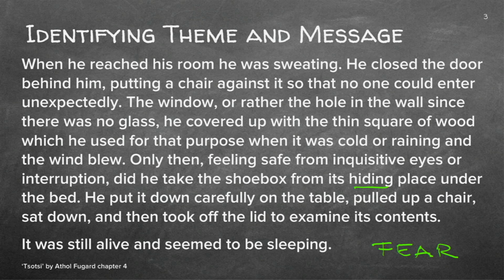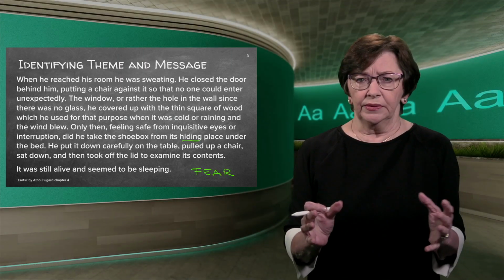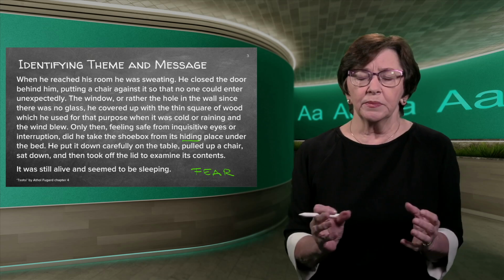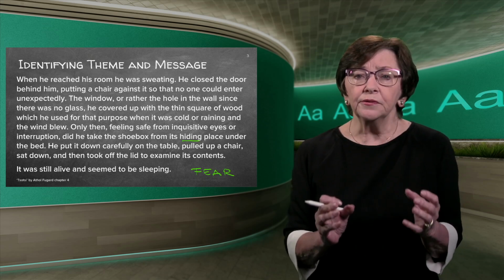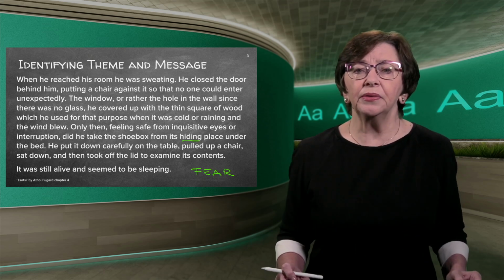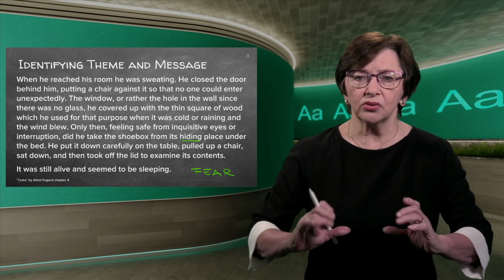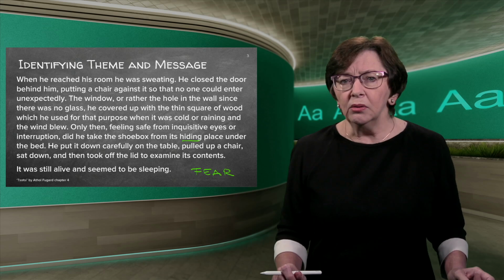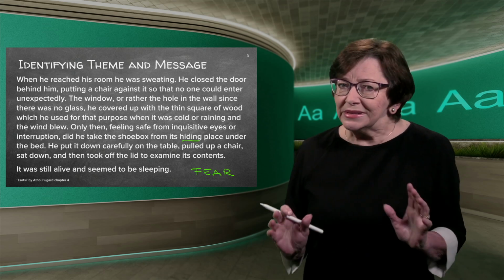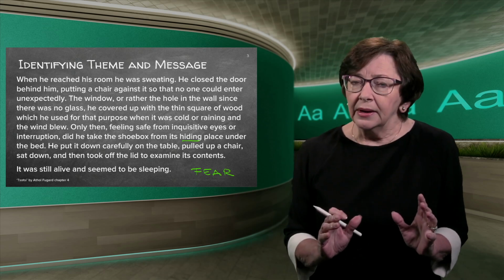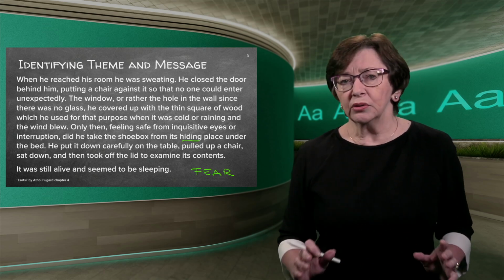Is that a key term? Is it, in general, what we gather from this passage, that he is fearful? Fear would then be the theme of this little extract. Now, what about the message? What does this little part say? What should you do when you are so fearful?